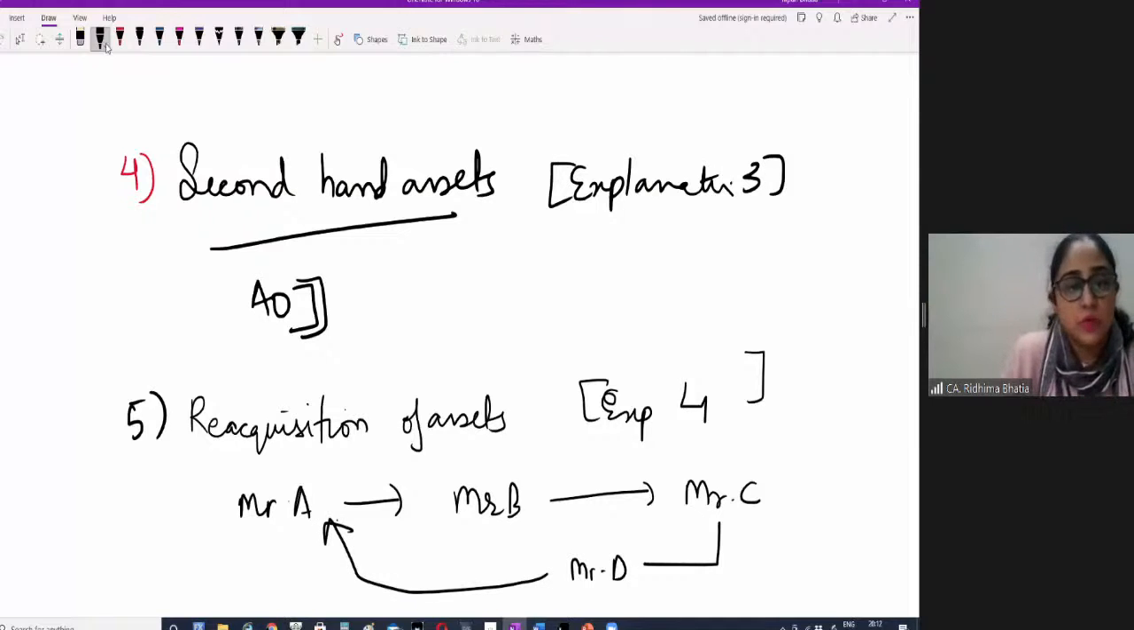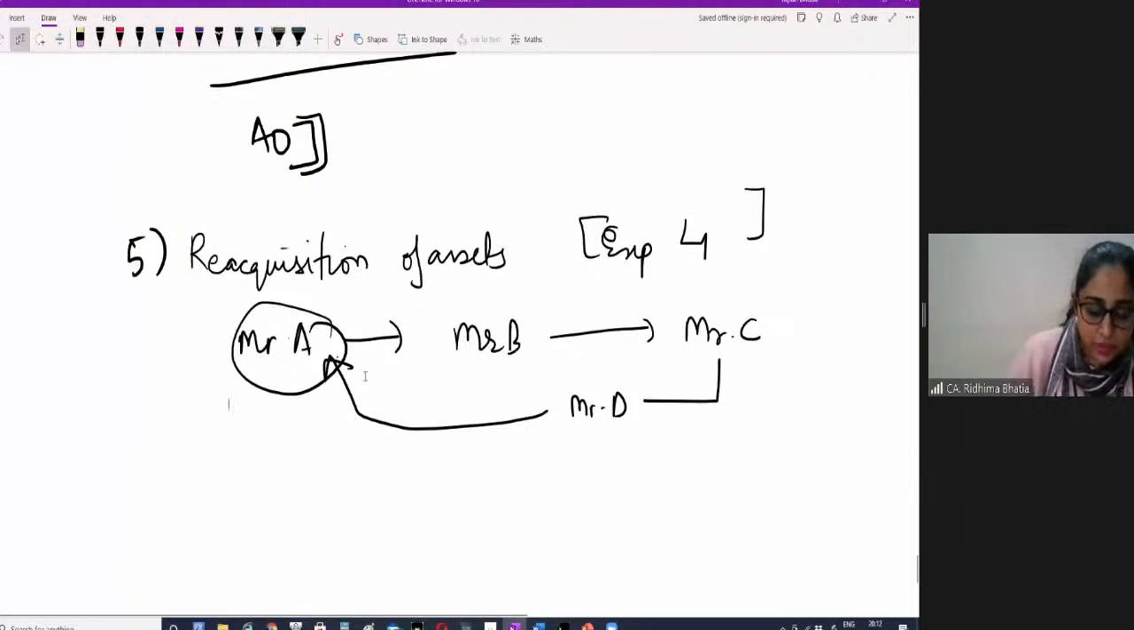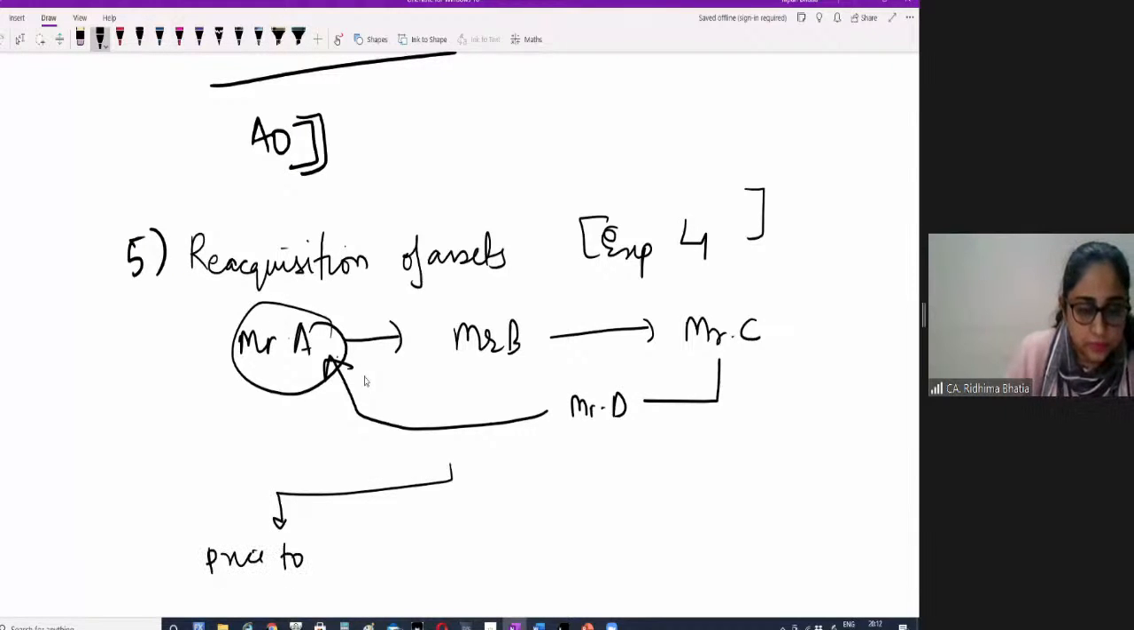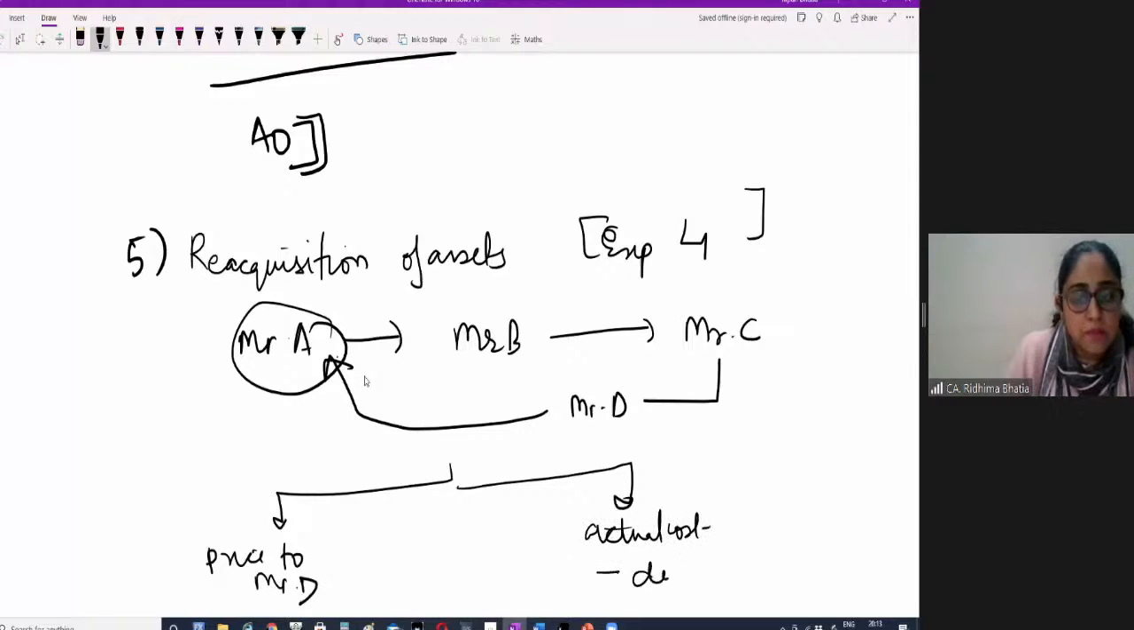We have to determine the actual cost for Mr. A, when he has reacquired it. It was with him, then it went to various people, then he reacquired. It may be reacquired from Mr. B; the chain can be broken at any time. He is basically reacquiring the asset which was once his. Now, what will happen for that? Actual cost would be simple: the price which he paid to Mr. D for reacquiring, or the actual cost of the asset when he acquired it first minus the depreciation till the time he transferred.